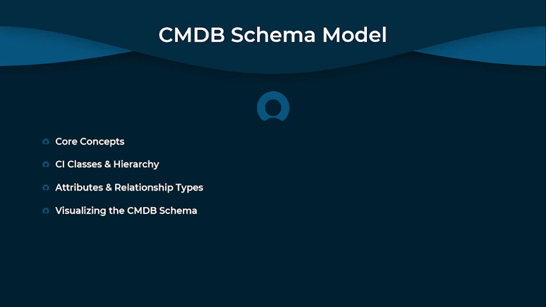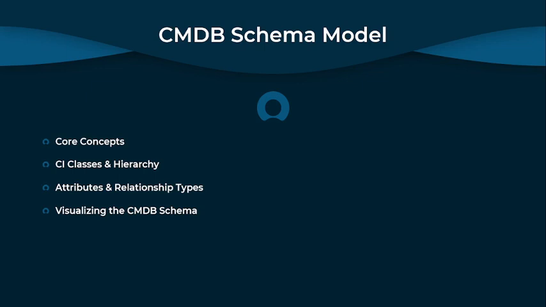In attributes and relationship types, common attributes for a CI include its name, the name of the CI; category, the category to which the CI belongs; status, the current status of the CI, like operational or retired; owner, the individual or team responsible for the CI; location, physical or logical location of the CI; and serial number, a unique identifier assigned by the manufacturer. Then relationship types. Common relationship types between CIs include depends on, runs on, hosted on, connected to, and uses.